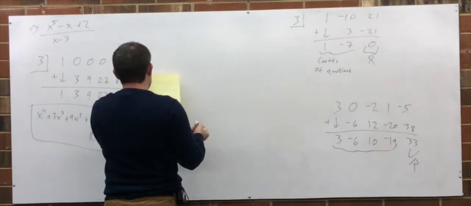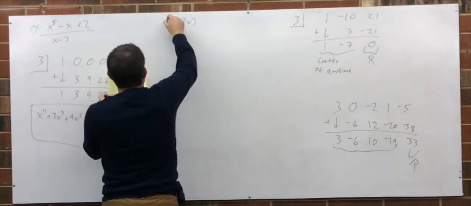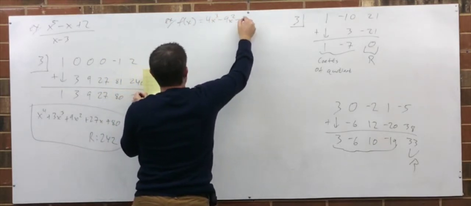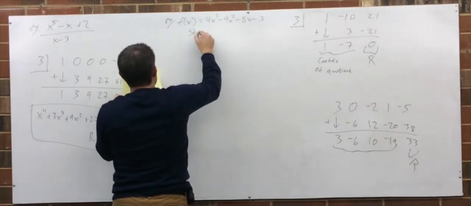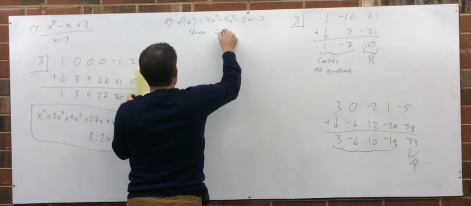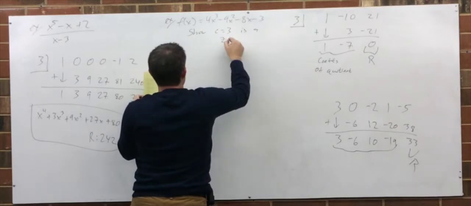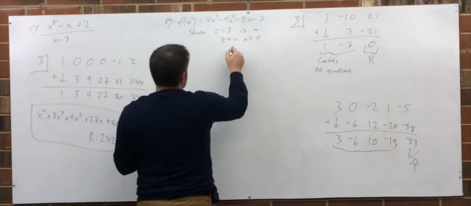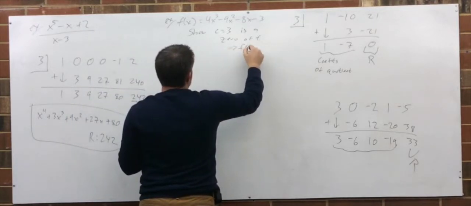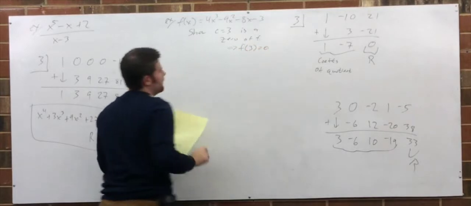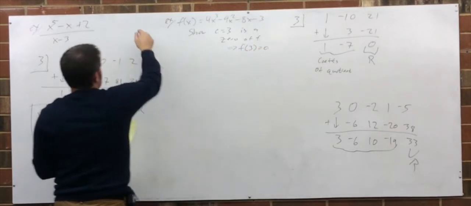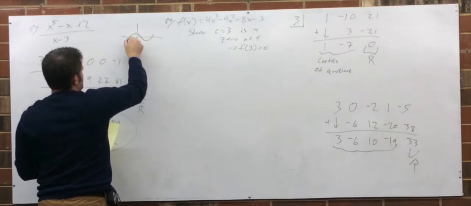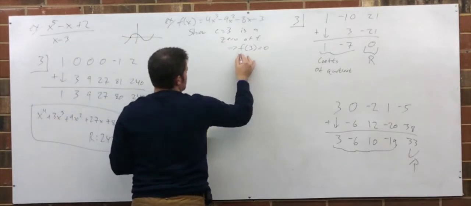All right, so if I gave you f of x equals 4x cubed minus 9x squared minus 8x minus 3, and I said show that c equals 3 is a 0 of f. When something's a 0, then that implies that f of 3 equals 0. Remember, graphically, when we talk about a 0, it's the x value where it crosses. So it should produce a y value of 0. So if I plug an x value in, I should get 0.